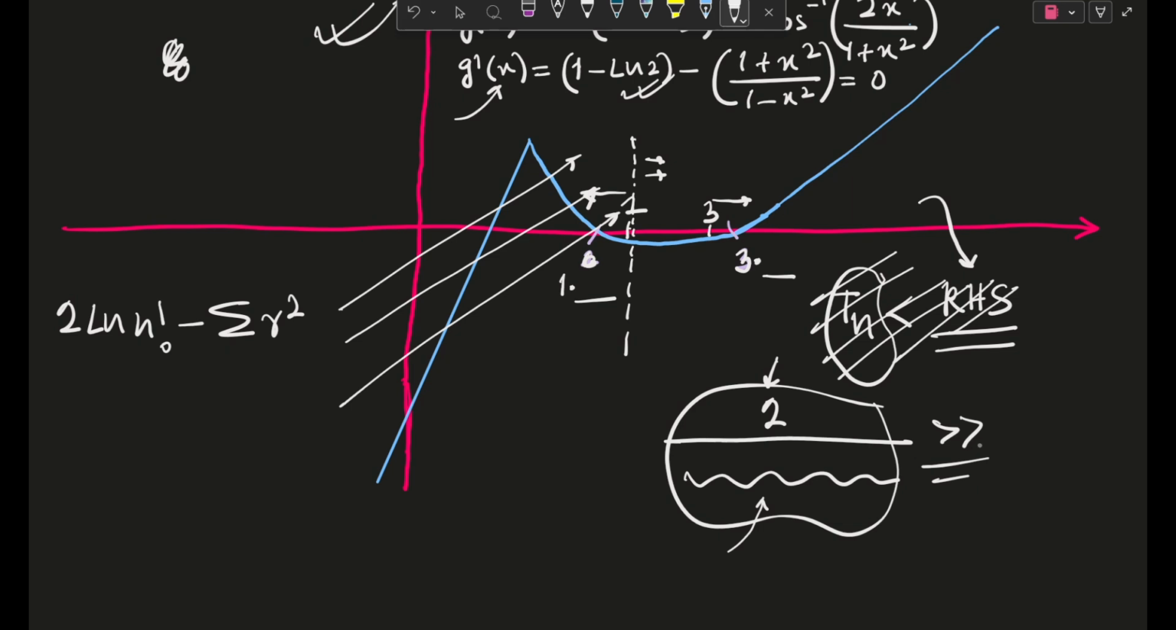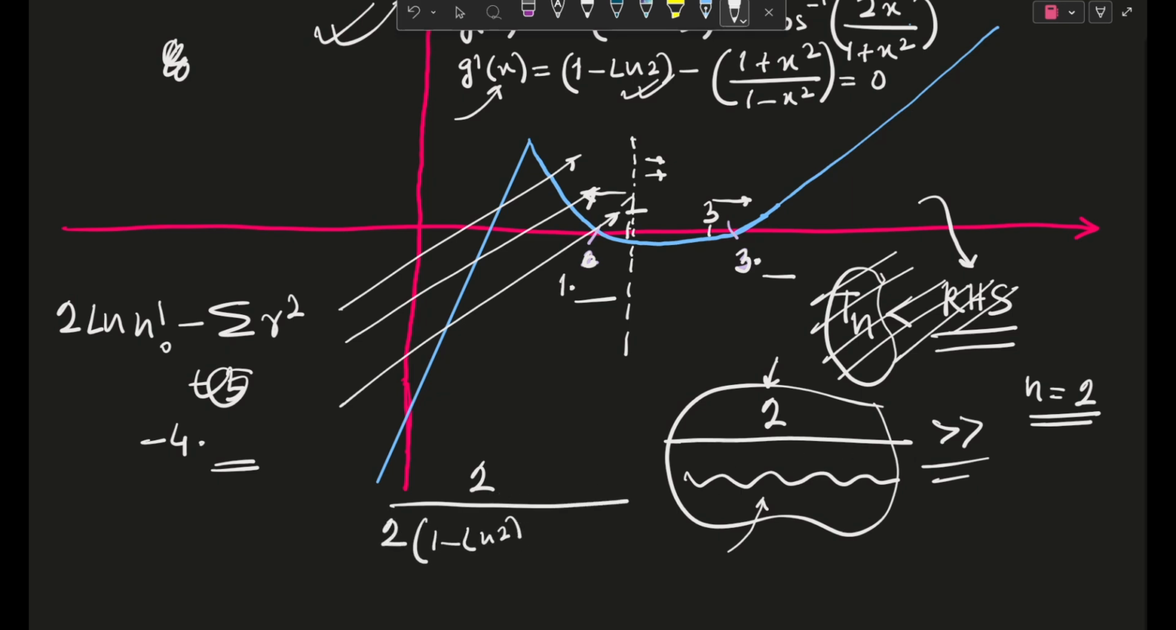If you want, I can take an example also. Say we put n equals 2. So sigma r square is 2 squares are 4 plus 1, 5, so minus 5. And ln 2 into 2 will be 0 point something, so maybe this is minus 4 point something. And coming on to the RHS, if we put it, I guess 2 times 2 whole divided by 2 times 1 minus ln 2 minus cos inverse of 2 to the 4 by 2 to the 4 plus 1, so 2 by 5.